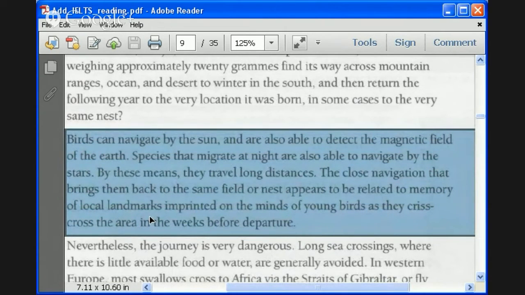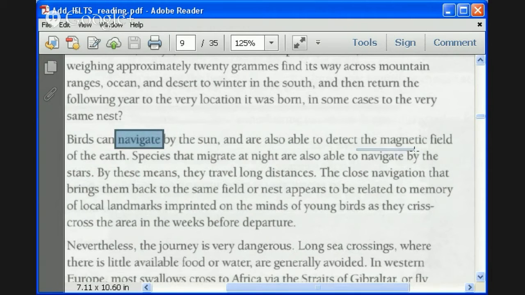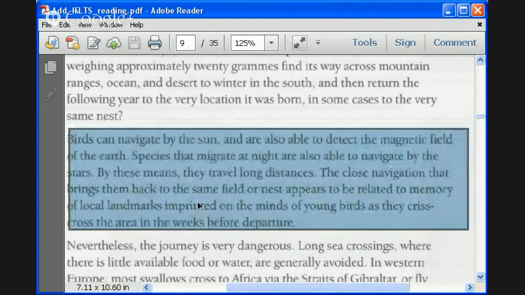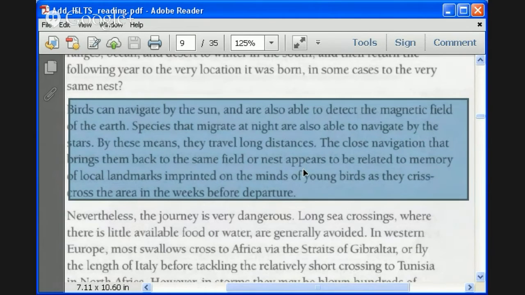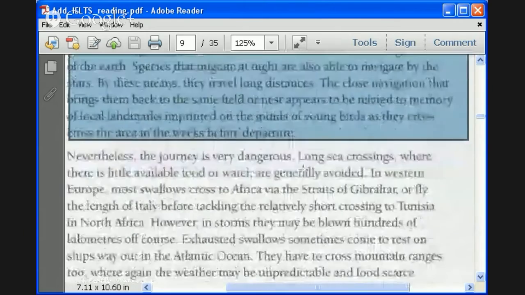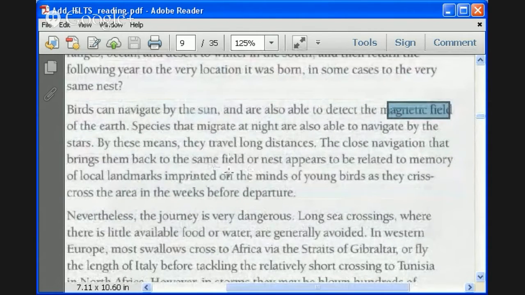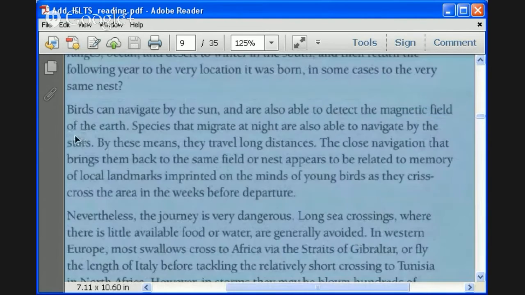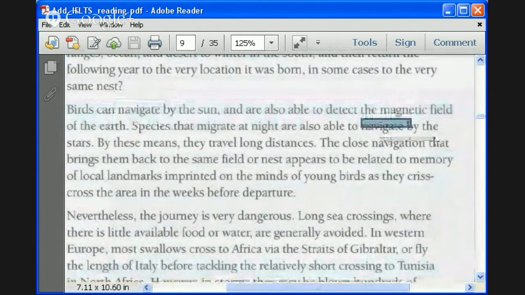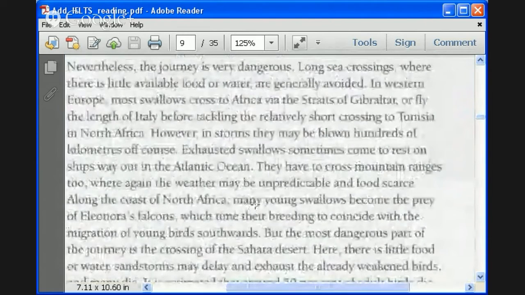Faisal. Detect magnetic field. What jumps out at you here? Navigation. I see it again. Yes, navigation. You're getting good at this. Me too. So, what is this paragraph basically about? You got it. Birds have skill in navigation, perhaps. I agree with you. They're talking about navigating by the sun, magnetic field, navigate by the stars. You see the word navigate, navigation. That's a pretty darn good clue. That's what that paragraph is about. Good job, Faisal. I'm with you.